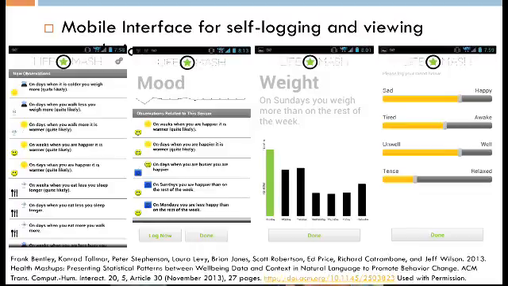Here's just what the mobile interface looked like. We showed a variety of these different observations that we were able to collect about your well-being, and then you could dive into specific aspects, like look at what's affecting your mood or what's affecting your weight. And we had very simple ways to log your mood or log your food over time.